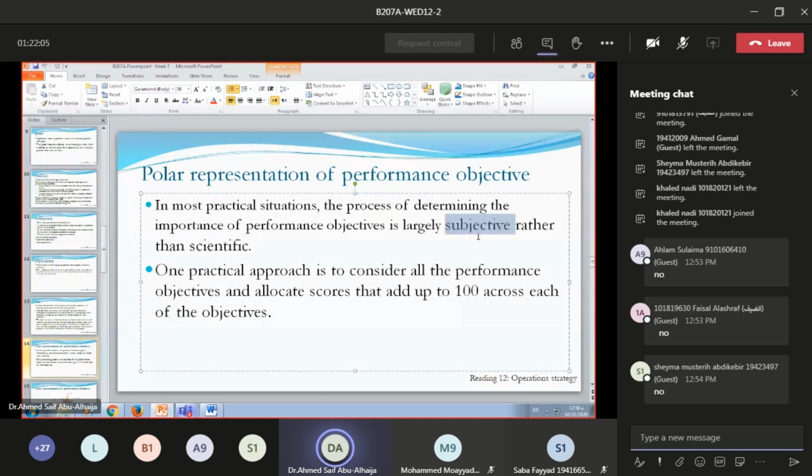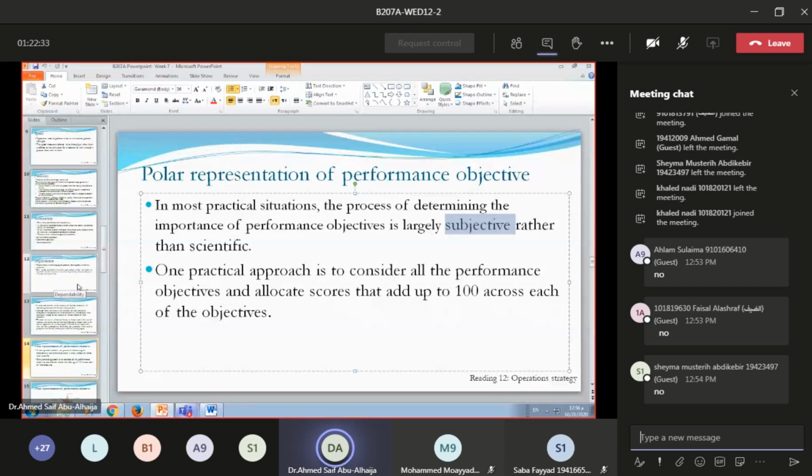It depends on the situation. It depends on the managers who will identify the importance of these objectives, rather than being scientific. So sometimes we may be subjective in determining the importance because we use human judgment to know which one is more important. Is it the price?